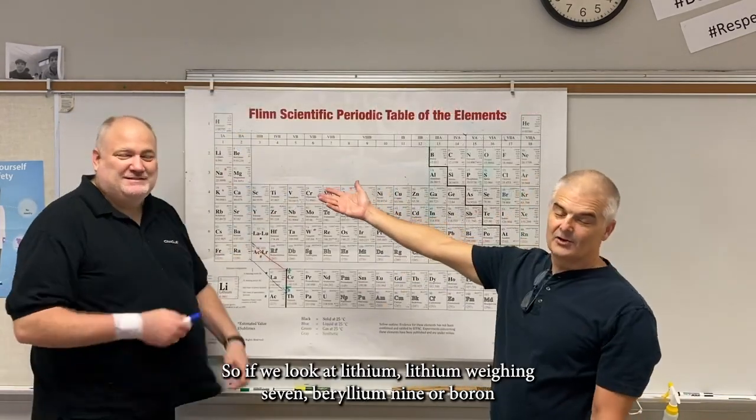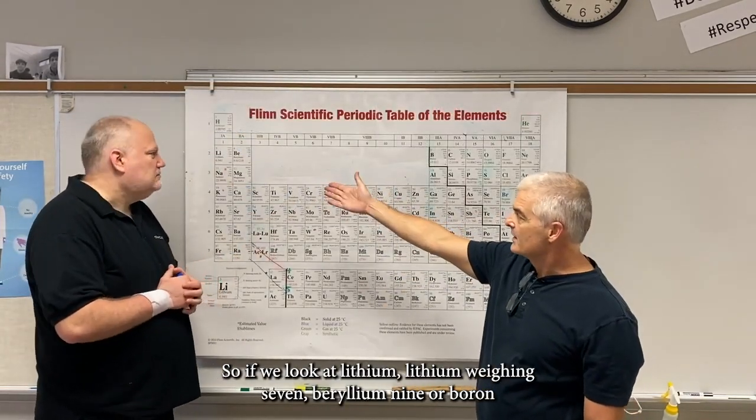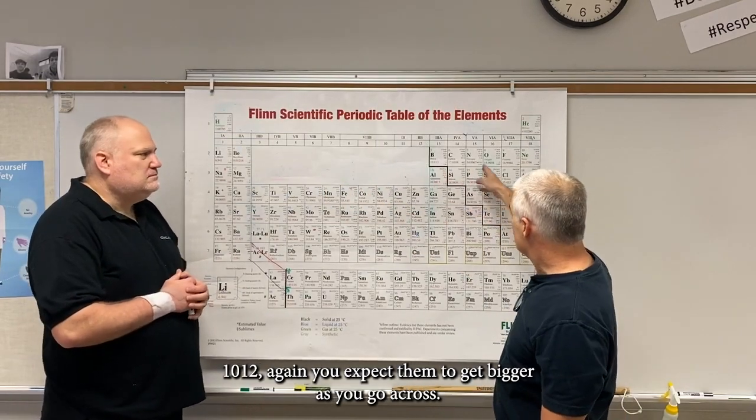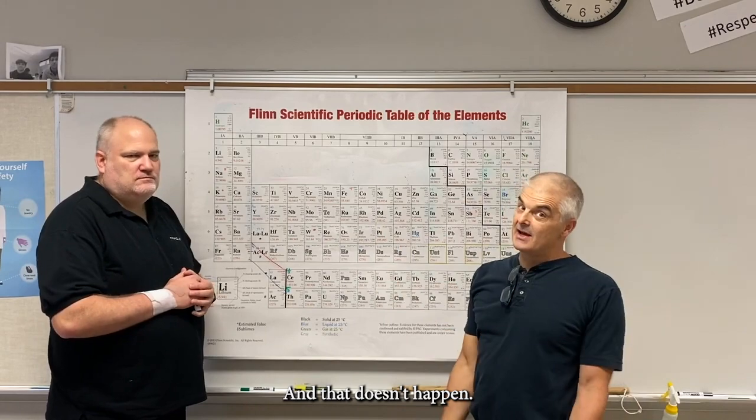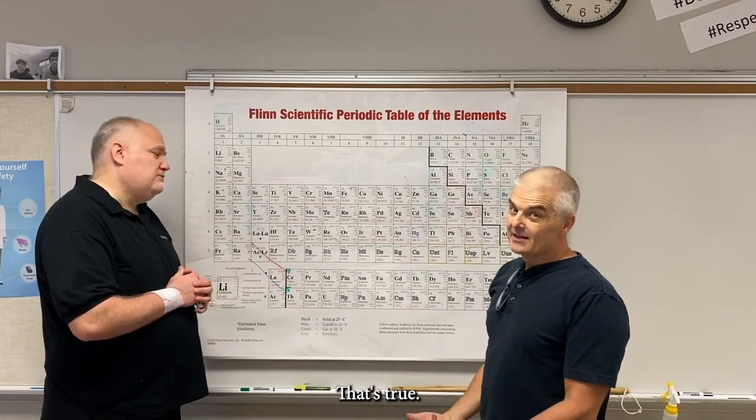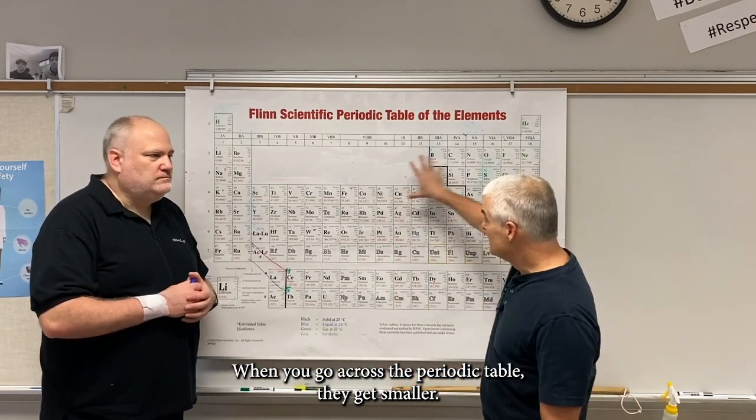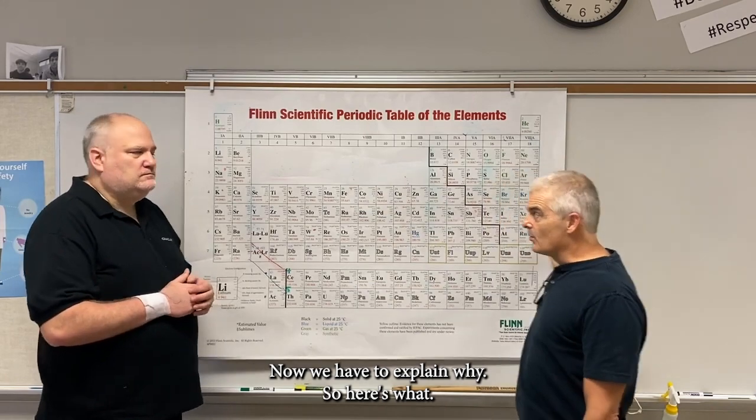Shows the masses here. So if we look at lithium weighing 7, beryllium 9, boron 10, 12, again, you would expect them to get bigger as you go across, and that doesn't happen. They actually get smaller. That's true. When you go across the periodic table, they get smaller. Now we have to explain why.